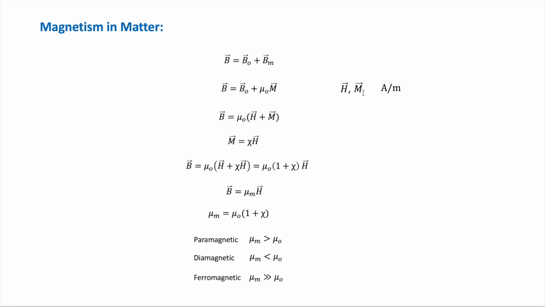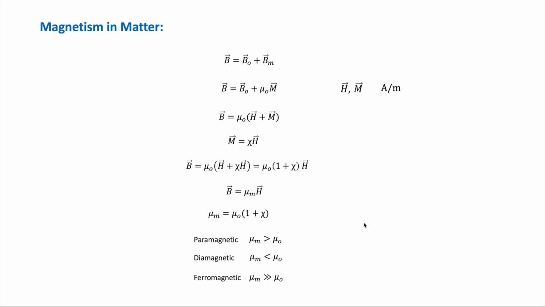The total magnetic field in a substance depends on both the magnetization of the substance itself and the external applied magnetic field. So if an external magnetic field B naught exists in a region due to a current carrying conductor, and if a magnet or a magnetic substance is placed in that region, then the total magnetic field B in the region is given by B naught plus Bm, where Bm is the field produced by the magnetic substance.